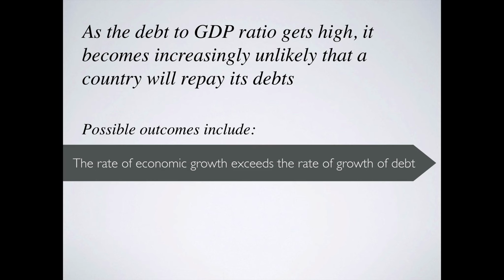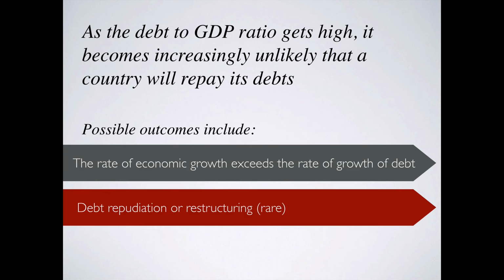The first is that the rate of economic growth exceeds the rate of growth of debt. That would be a happy outcome, right? That's like the post World War II result. That would be great, because it will lower the debt to GDP ratio. It might not lower the absolute amount of the debt, but this is a kind of optimistic scenario.